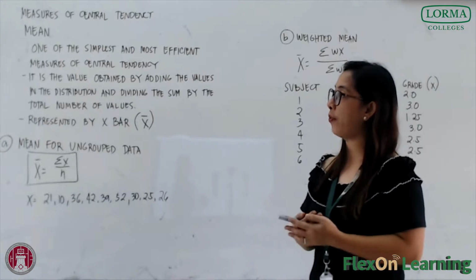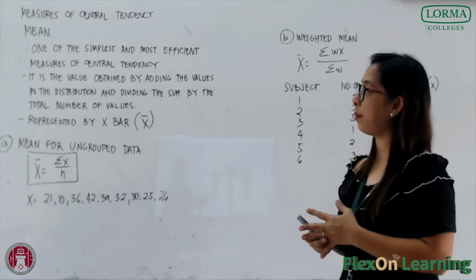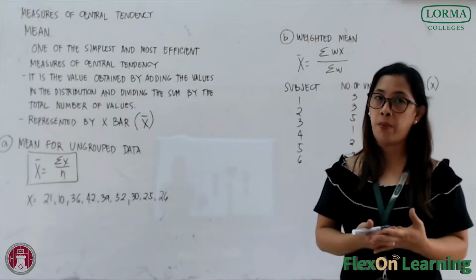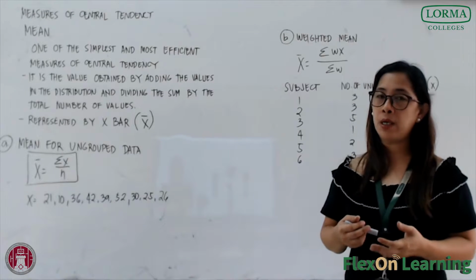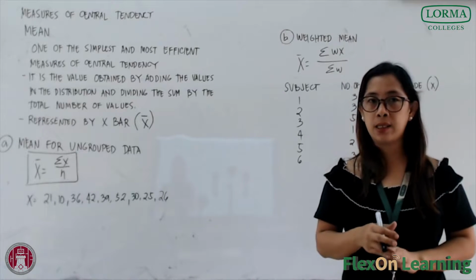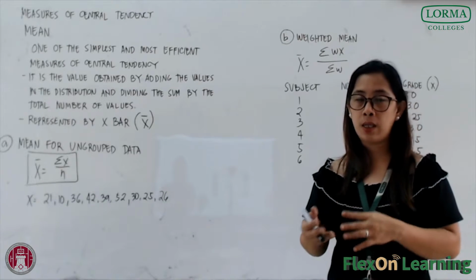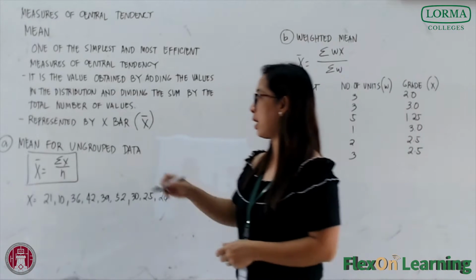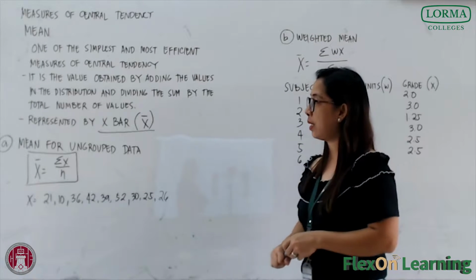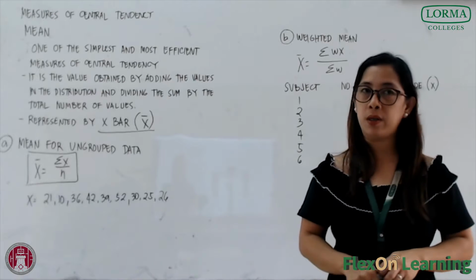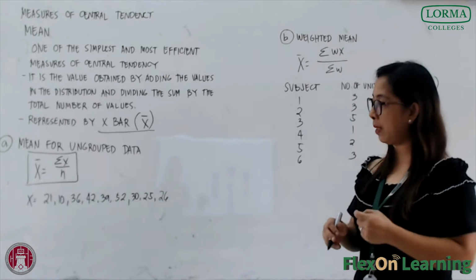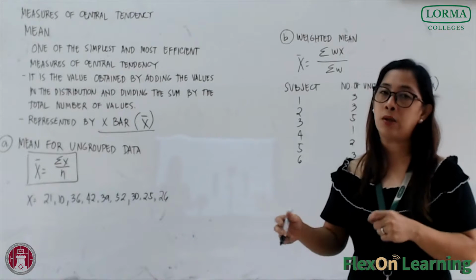Let's go first with the mean. The first measure of central tendency is the mean, which is the simplest and the most efficient measure of central tendency. It is obtained by adding the values in the distribution and dividing the sum by the total number of values. It is represented by X bar. So the variable for the mean is X bar. First, I'll be discussing the mean for ungrouped data.